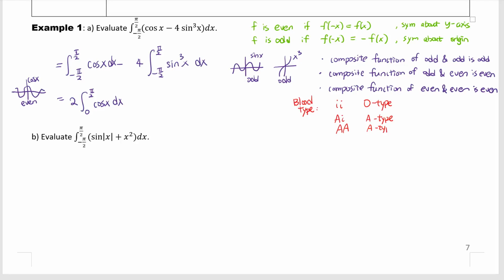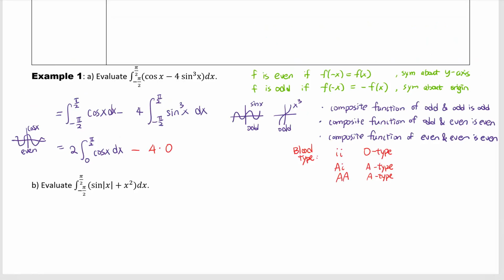So here we know sine cubed is odd. So that's why the integral from minus pi over 2 to pi over 2 is just 0. That equals the integral of cosine, which is sine. So sine evaluated from 0 to pi over 2, and this guy is 0. So that equals 2 sine of pi over 2, subtract 2 sine of 0.